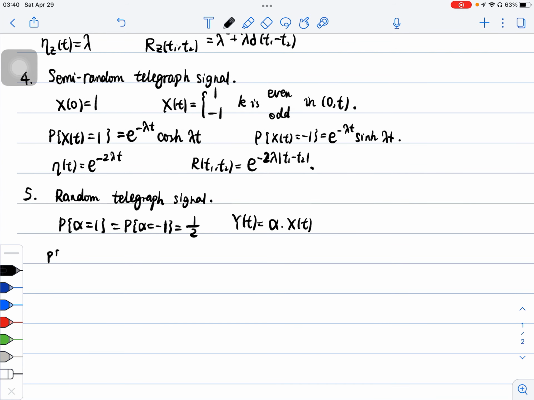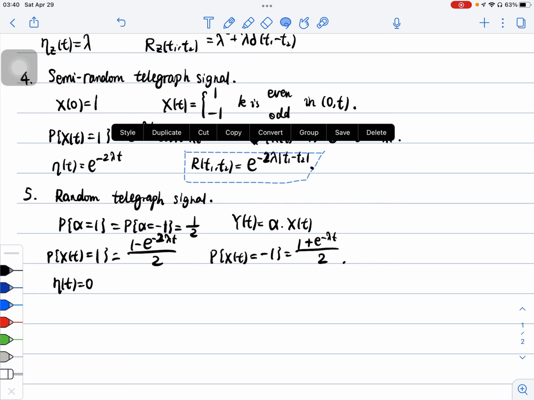And now the probability of Xt equals 1 should be this, and Xt equals minus 1 should be this. The expectation of alpha is exactly 0, so the mean value is 0. For the autocorrelation, it is just the same as this one.